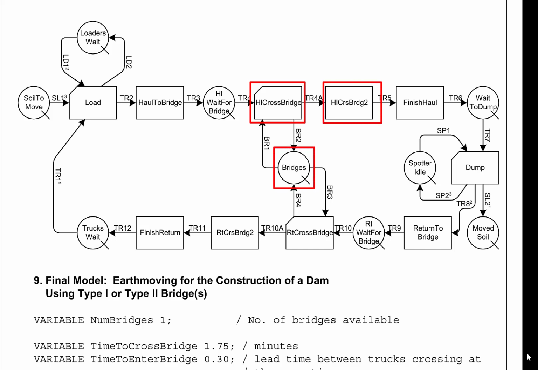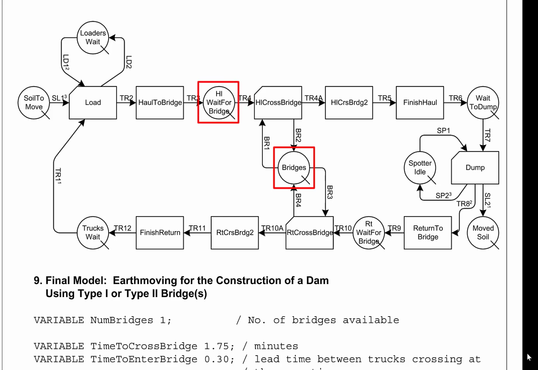At the end of that duration, the bridge will become free and go back to the queue bridges, and a new instance of whole cross bridge 2 will be created, and the truck will be passed on to that instance through link TR4A.